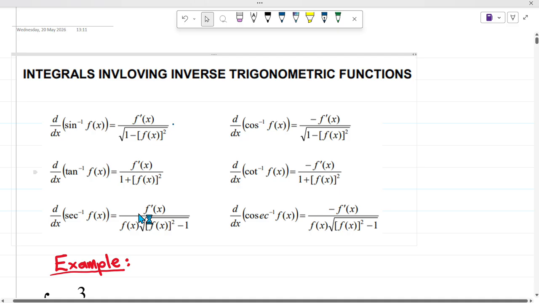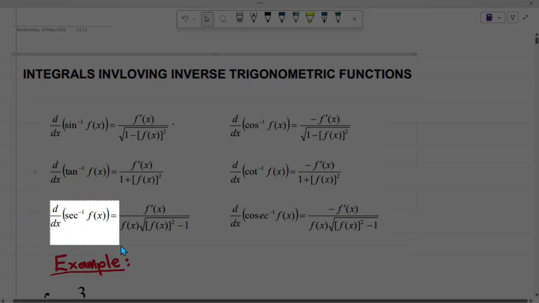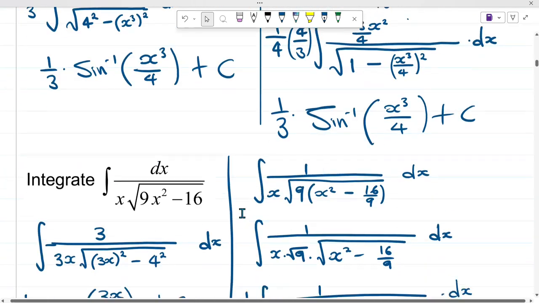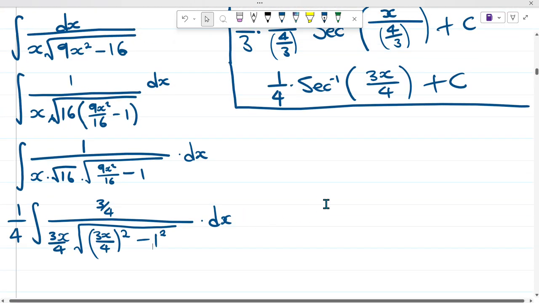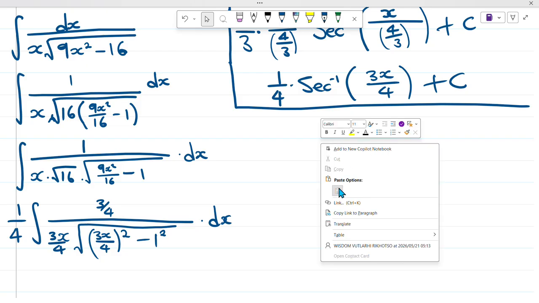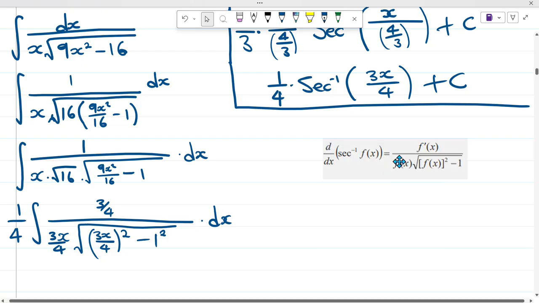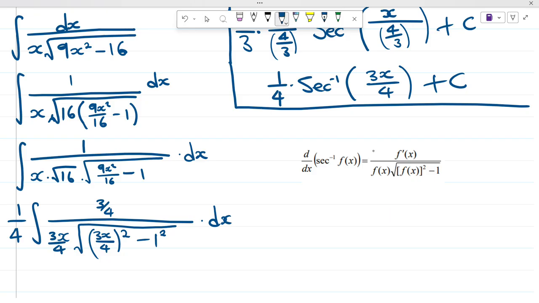Let me see what I can do. Maybe I can just paste it here for you so that we have that next to this question. So let me paste this. This is what we're dealing with, guys. You see, this is the formula that we're dealing with.